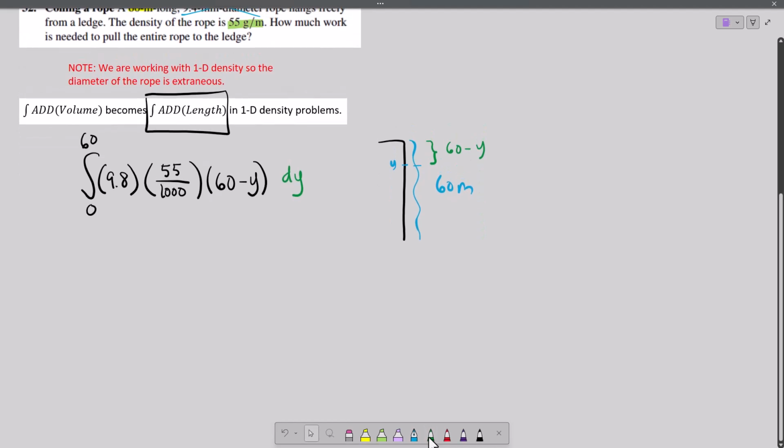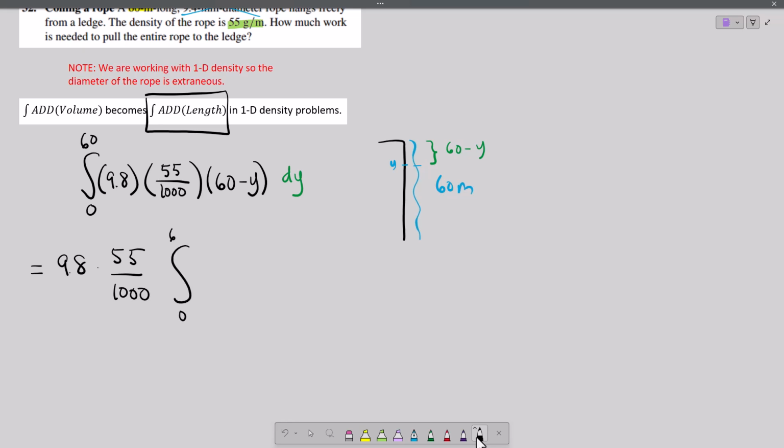Now the rope is very symmetric, like the volume of that cylindrical tank. If the question said how much work is done by gravity if we just drop the rope, what's the only thing that changes in here? Y. This would just be y instead of 60 minus y. If you replace this 60 minus y with just y, you will get the exact same answer. You could do that. All right, so now we're just going to pull all the constants to the front. We've got the 9.8, we've got the 55 over 1,000.